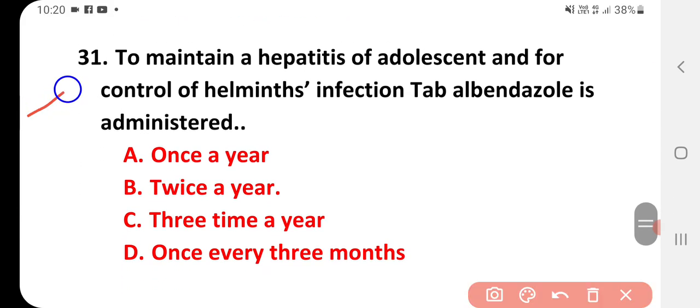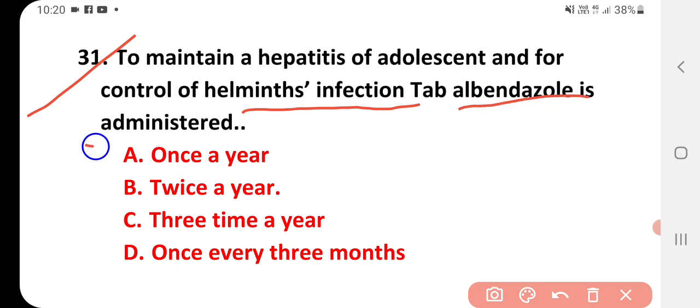Next 31, to maintain health of adolescents and for control of helminth infection, tablet albendazole is administered once a year, twice a year, 3 times a year, once every 3 months. So for control of helminth infection, albendazole tablet is administered twice a year. Option B.